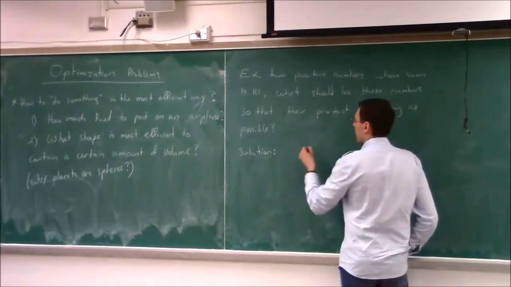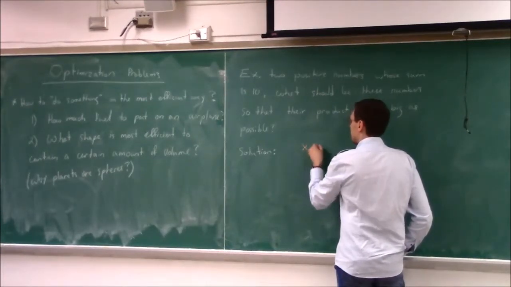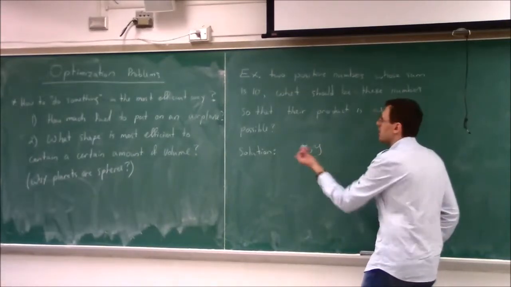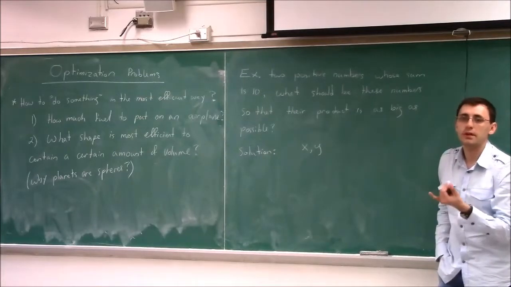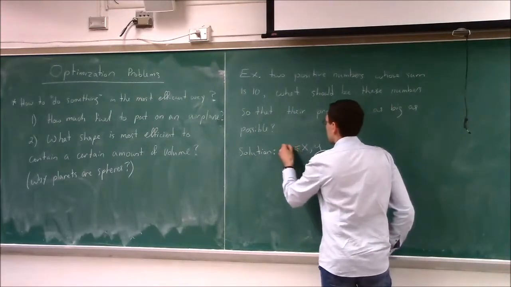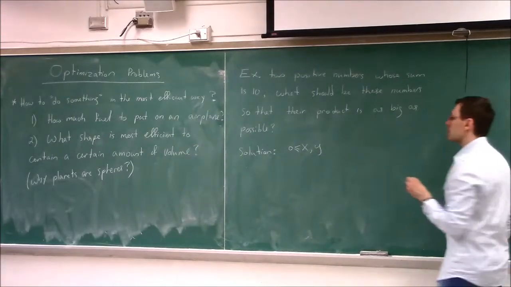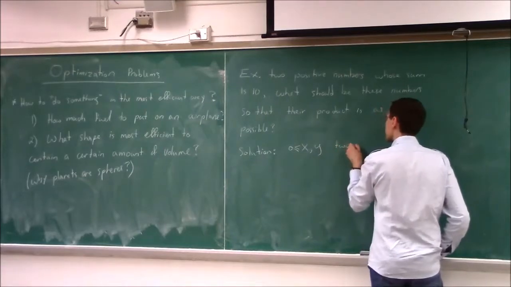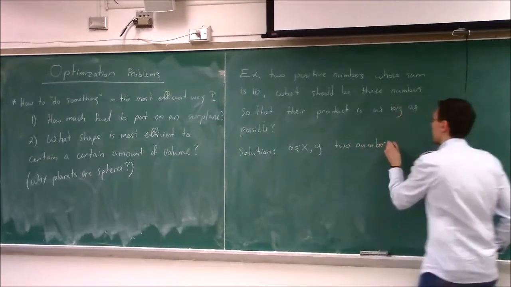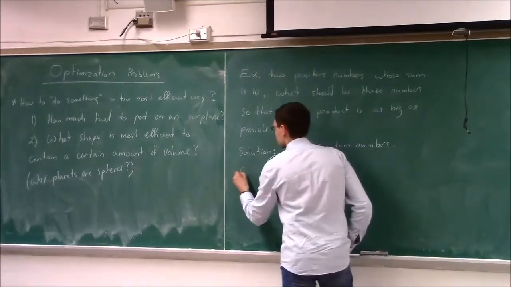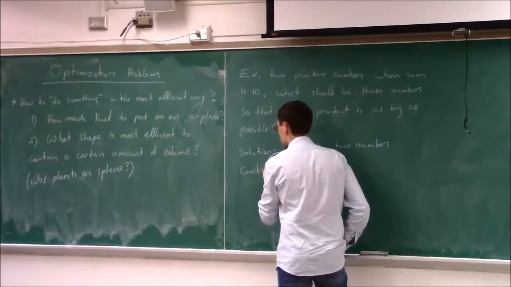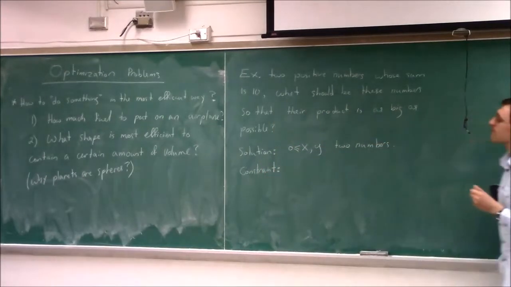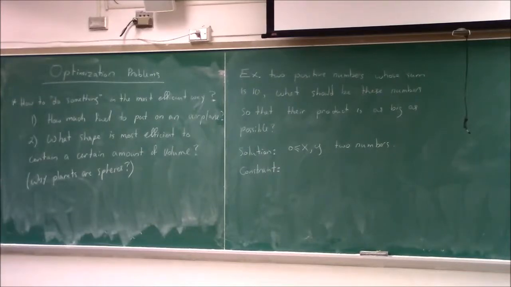So what we have is two numbers, x and y. We don't know what they are. We are free to pick any two numbers, right? They have to be positive, and that means bigger than 0. Now there is a constraint. Now what's the constraint? I cannot pick any two numbers. Can I pick the numbers 11 and 7? No, because the sum has to be 10, right? So that's what I call constraint.